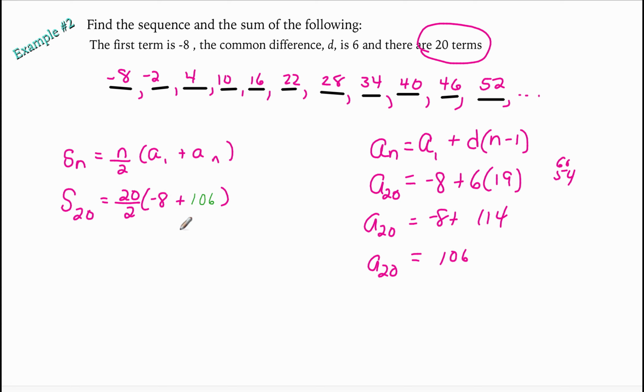Let's see, -8 plus 106 gives me 98. Times that by 20 over 2, which is really 10. So the sum of the first 20 terms must be 980.